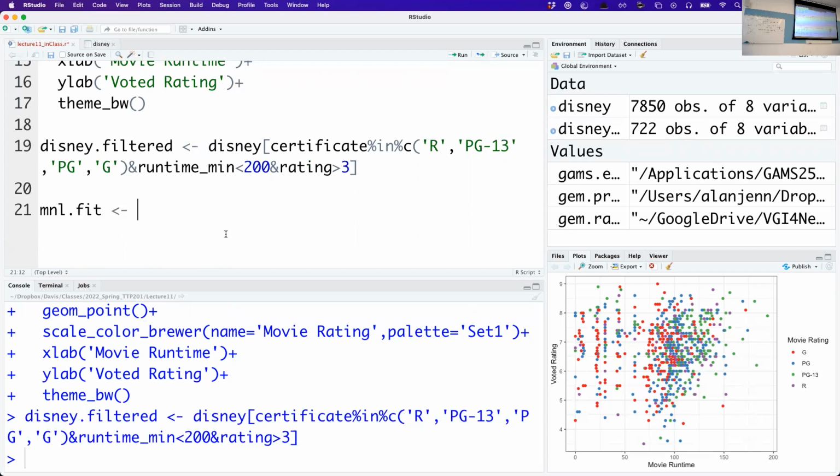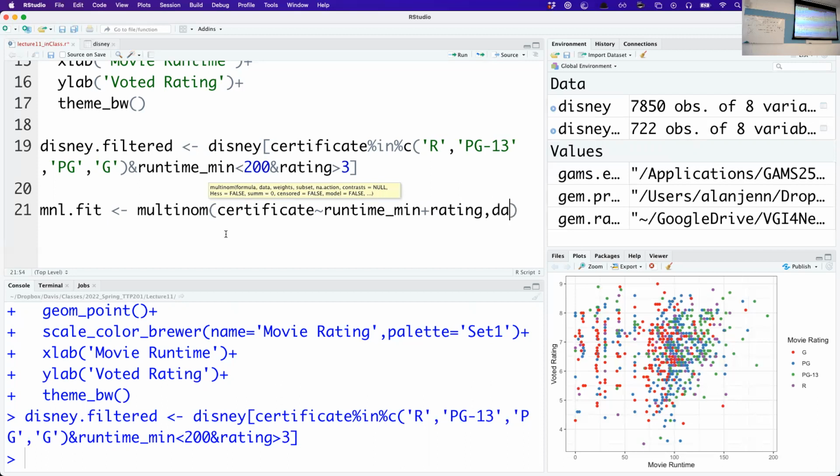Okay, so how do we run the model? So in this case, I'm going to use something called multinom in order to run a multinomial logit. And we're going to do certificate on runtime minute plus rating.